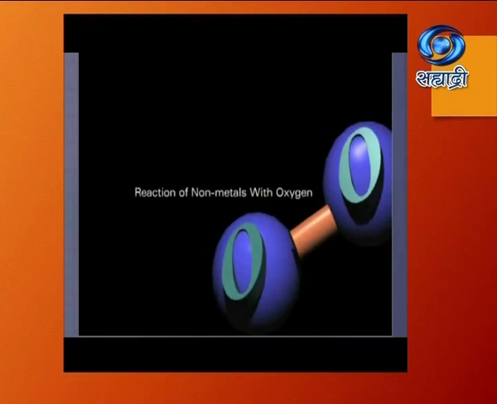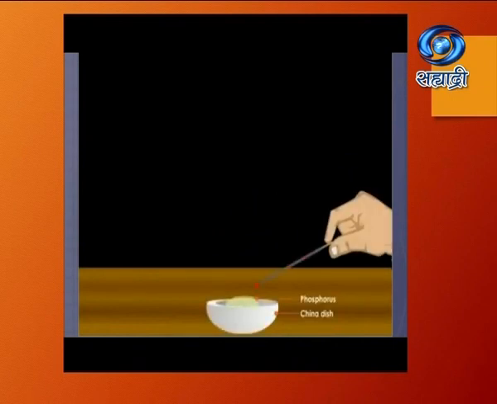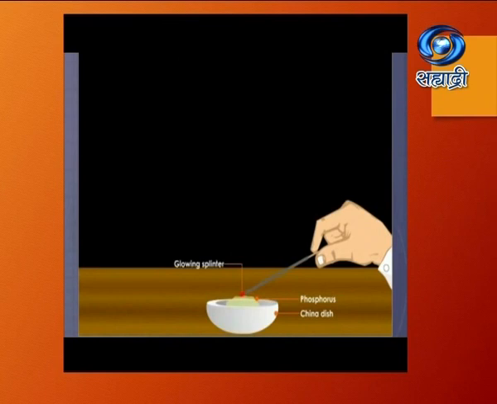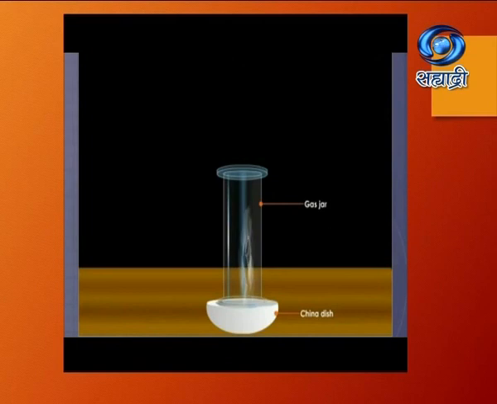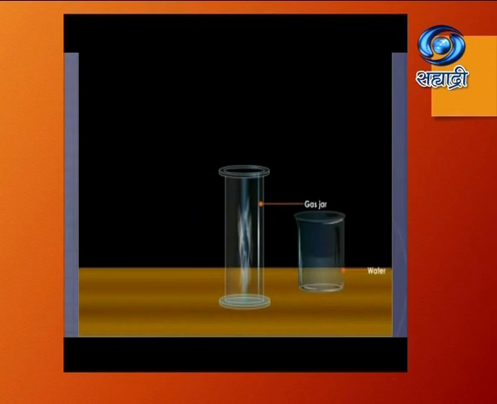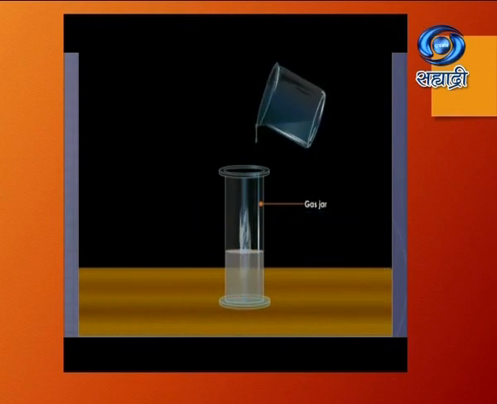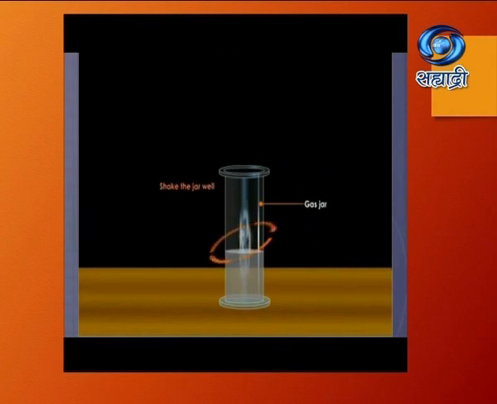Reaction of nonmetals with oxygen. Place a small piece of phosphorus on a china dish. Burn the phosphorus with the help of a glowing splinter. Cover it with an inverted gas jar. You will observe that the gas jar gets filled with white fumes. Make the gas jar upright, pour some water into it and shake well. The white fumes dissolve in water.